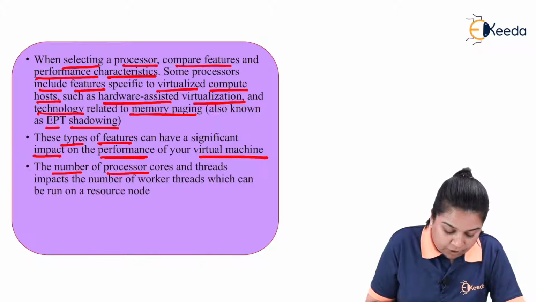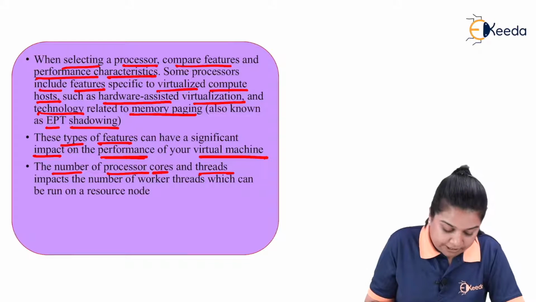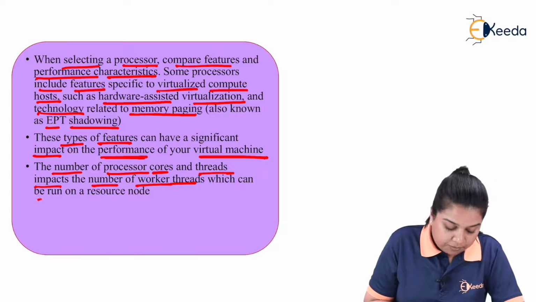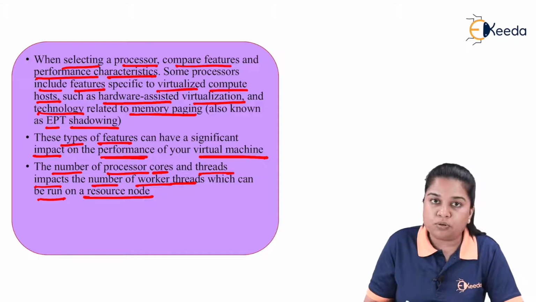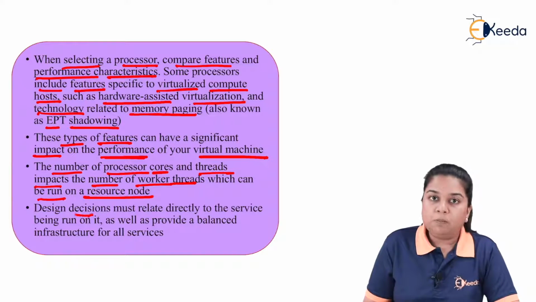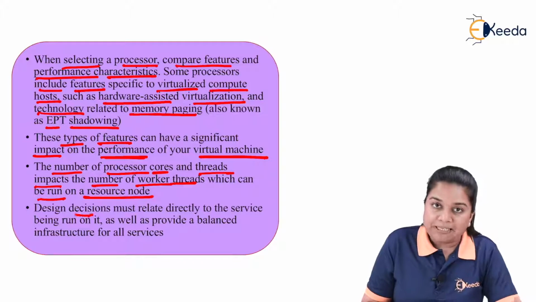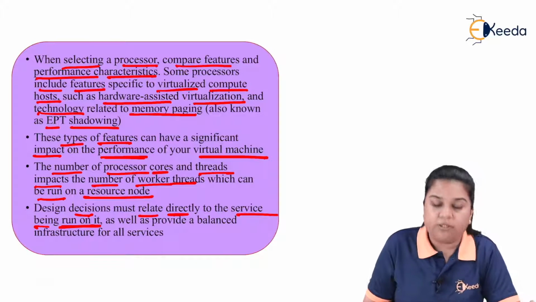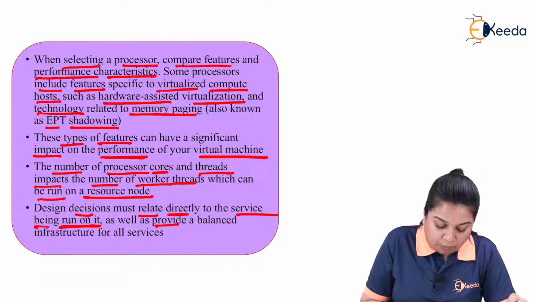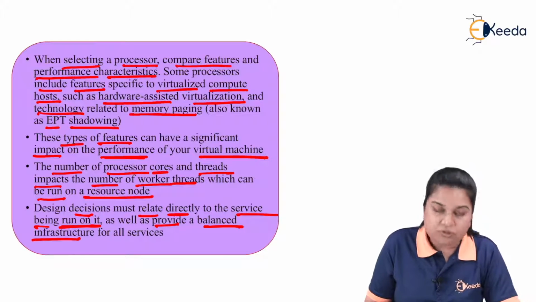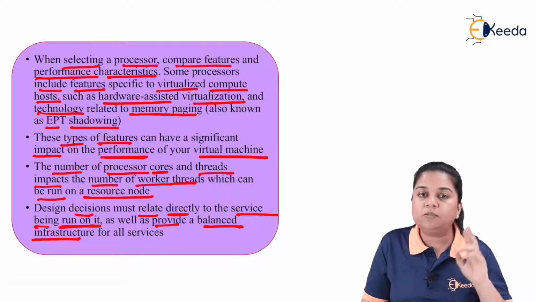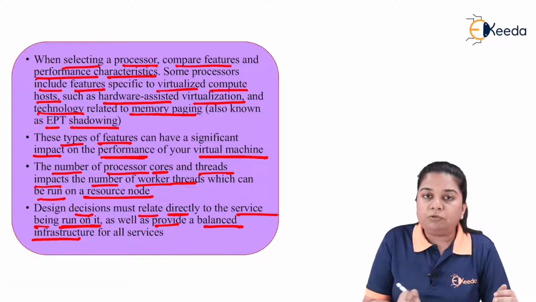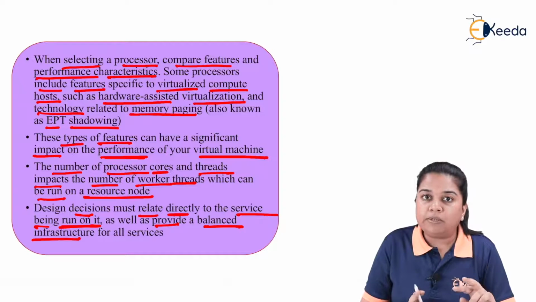The number of processor cores and threads impacts the number of worker threads which can be run on a compute node. Design decisions must relate directly to the service being run on it, as well as provide a balanced infrastructure for all the services which are there in the architecture, or which we comprise in the design of the OpenStack cloud.